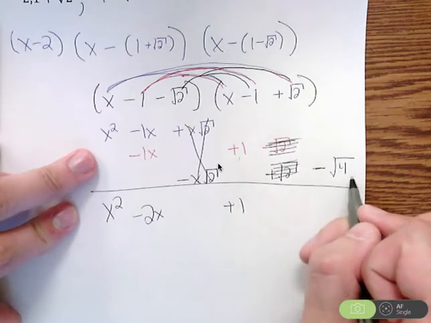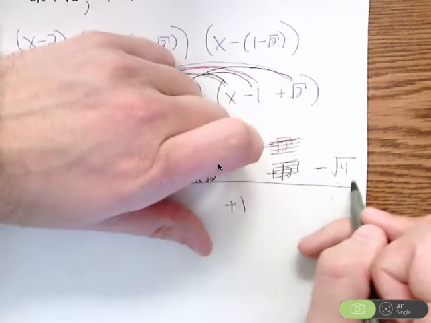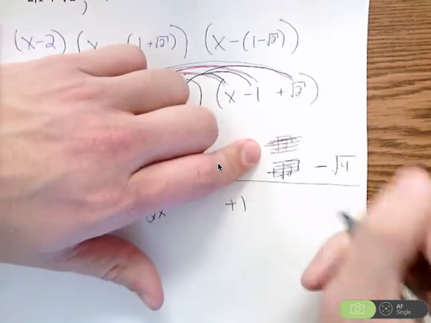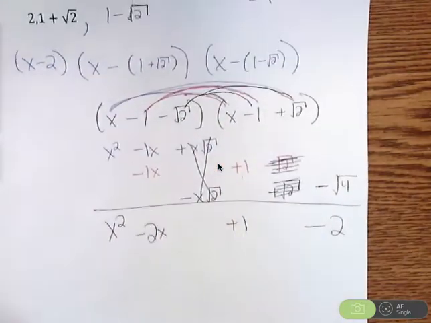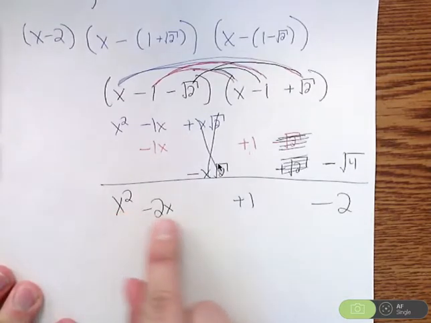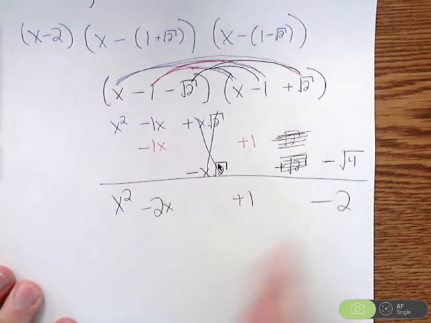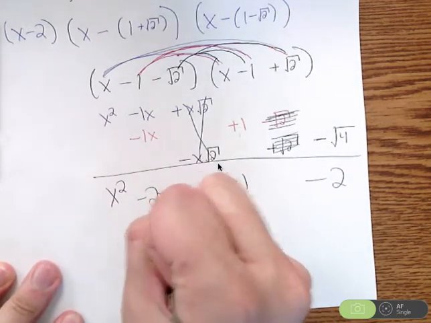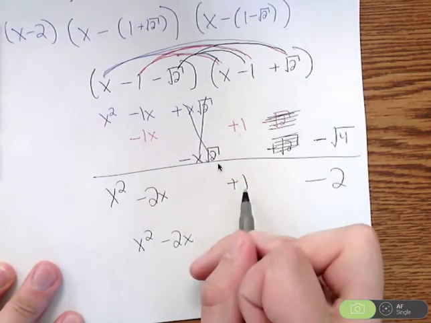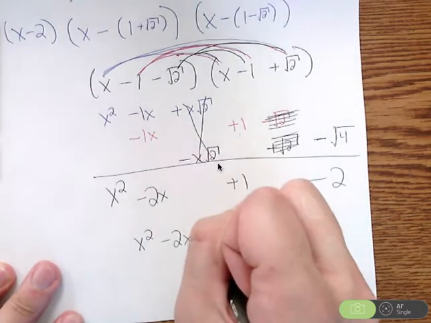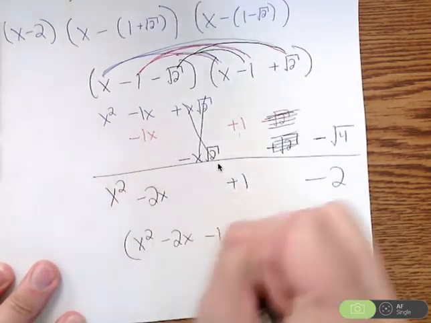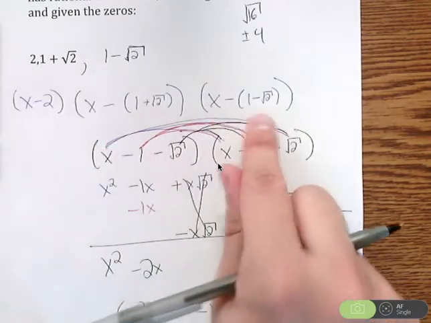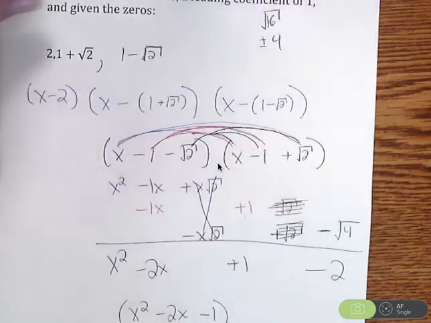And then I have this negative square root of 4. Well, I'm going to simplify that really quick. Square root of 4 is 2. And then I have the negative there, so I have a minus 2. So what I have is x squared minus 2x plus 1 minus 2. When I combine like terms, x squared minus 2x plus 1 minus 2 is negative 1. So all of that just to multiply those two factors together.